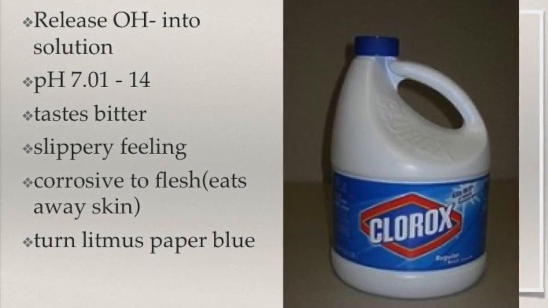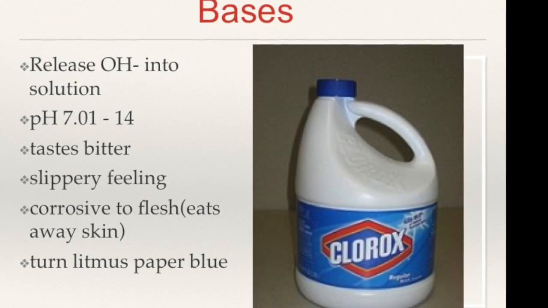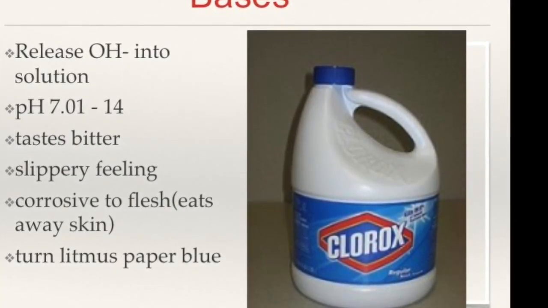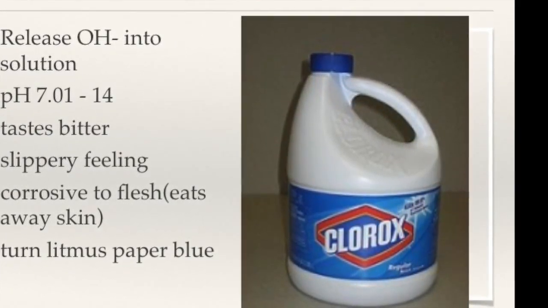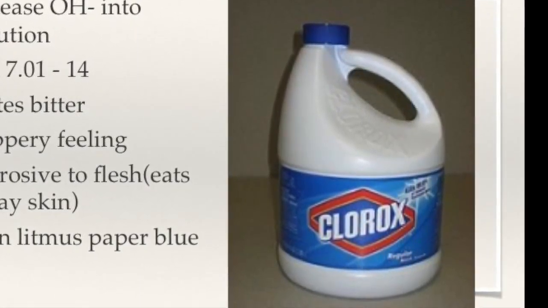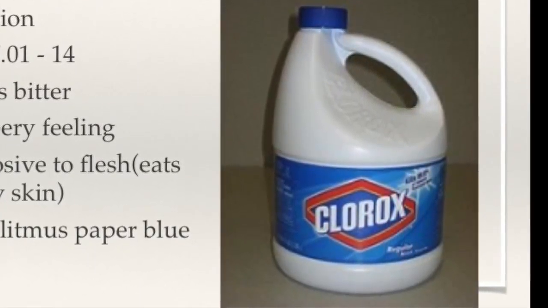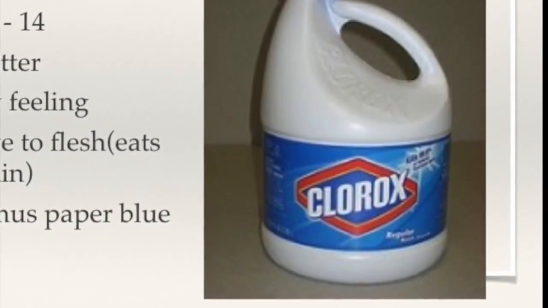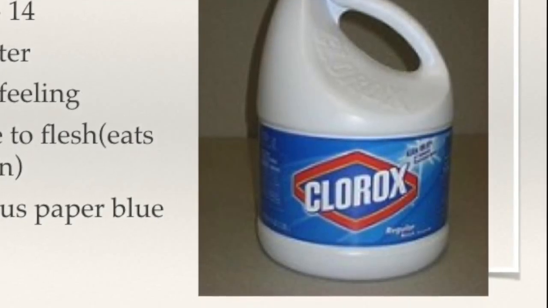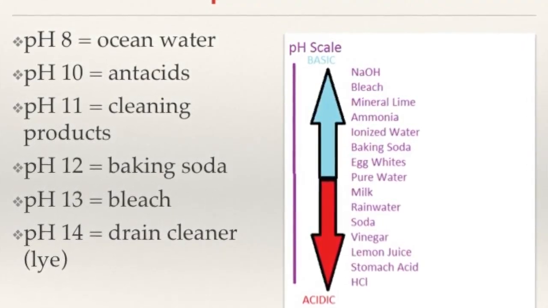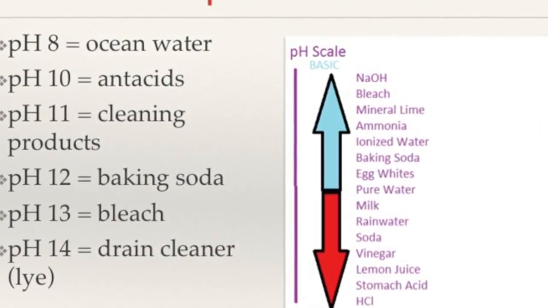Bases release hydroxide ions to solution. Common characteristics of bases are a pH of 7.01 or anything over 7 to 14. They taste bitter, have a slippery feeling, and turn litmus paper blue. Strong bases are corrosive to flesh and eat away skin. Some common bases include cleaning products and ocean water. Tums are alkaline and an antacid. They neutralize the acid in your stomach. We'll talk a little bit more about neutralization later.